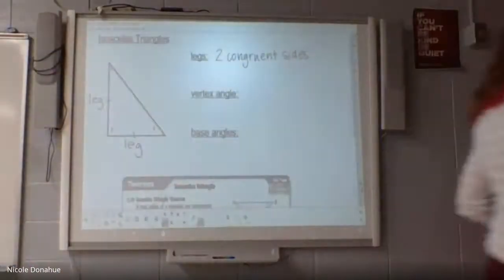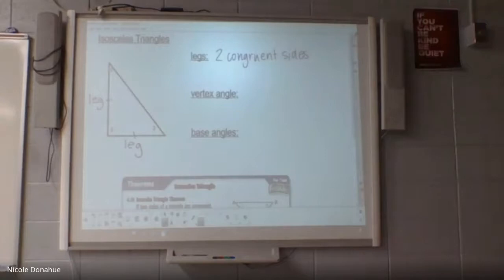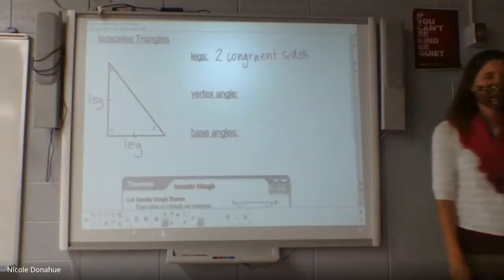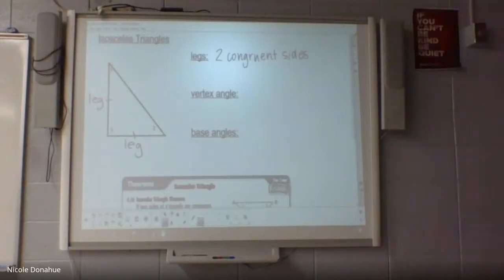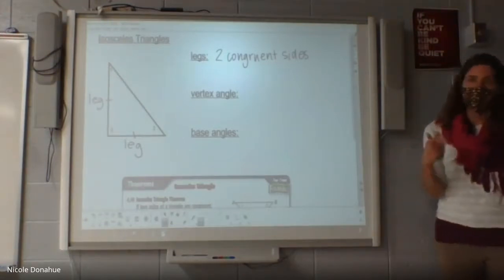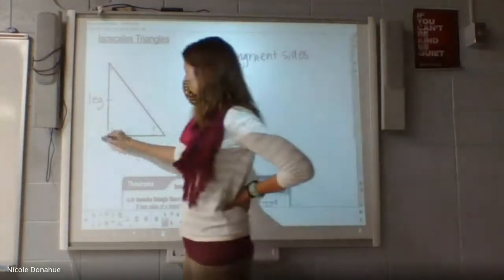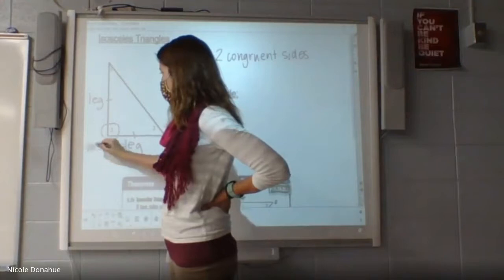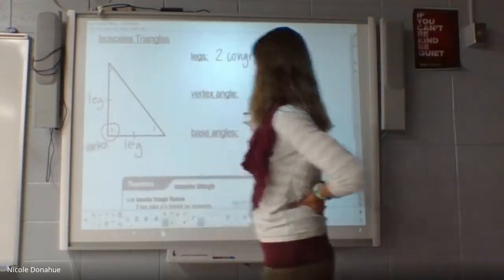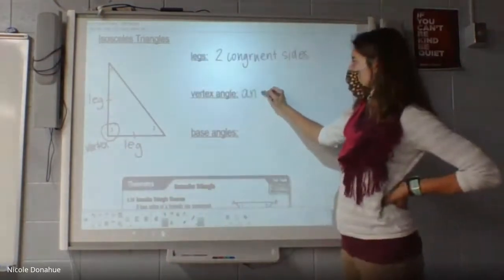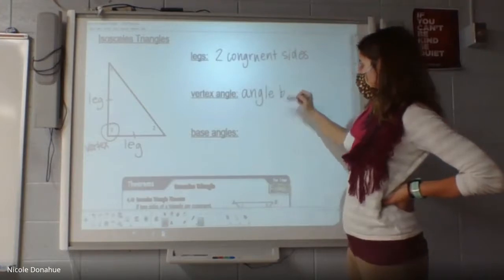Think of it, you have 2 legs. An isosceles triangle has 2 legs, the 2 congruent sides. Hopefully your legs are the same length. The vertex angle is what's formed by the 2 legs. It's the angle between the 2 legs. So this is our vertex angle.